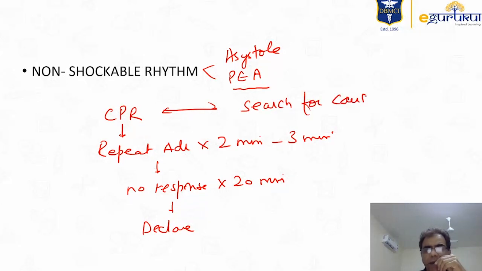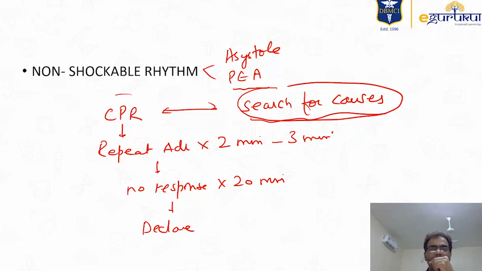In fact, the American Heart Association has given 5H and 5T so that you can search for the causes of pulseless electrical activity: hypovolemia, hypoxia, acidosis, like that, tension pneumothorax, tamponade. So there is a sequence. One team should be searching for the causes and the second team should be doing CPR. Because if it is a tension pneumothorax, just by putting a needle in the second intercostal space you could have relieved the pulseless electrical activity. So searching for causes is as important as doing CPR.